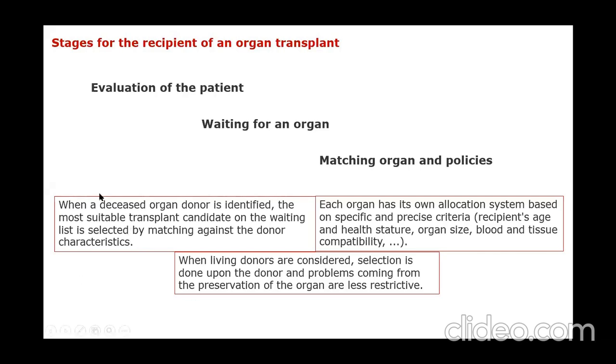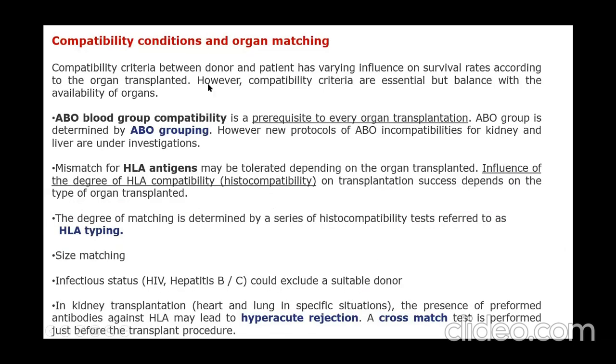So you need to give it to the immediate person who requires it, from the cadaver in a case. Each organ has its own allocation system based on precise criteria: recipient's age, health status, organ size, blood and tissue compatibility, HLA typing. And when living donors are considered, selection is done upon donor and recipient matching and other problems in terms of the preservation of organs that you look into. Cadaver donor organs, living donors.